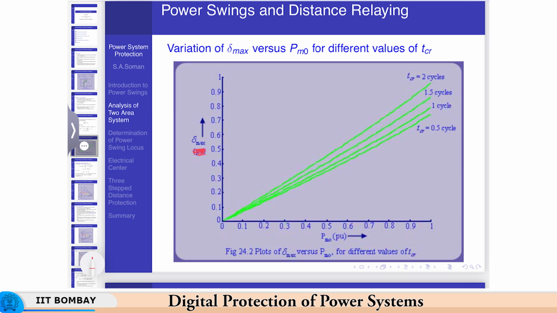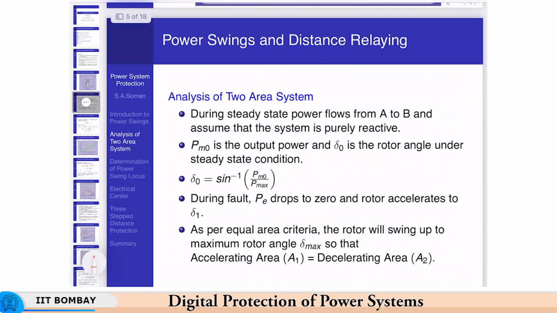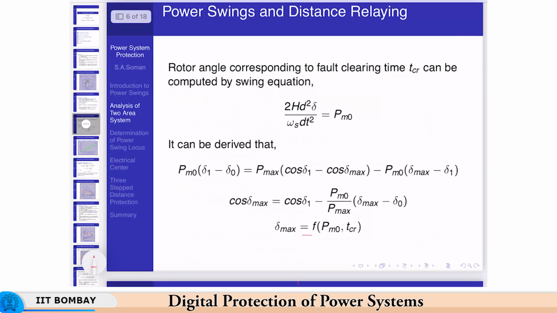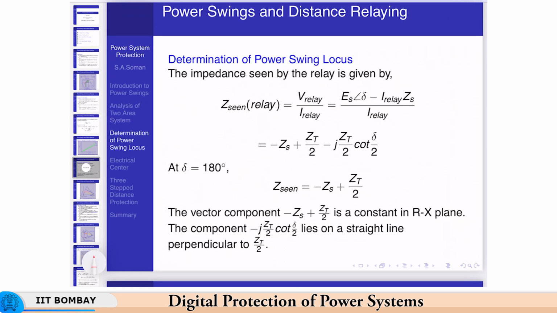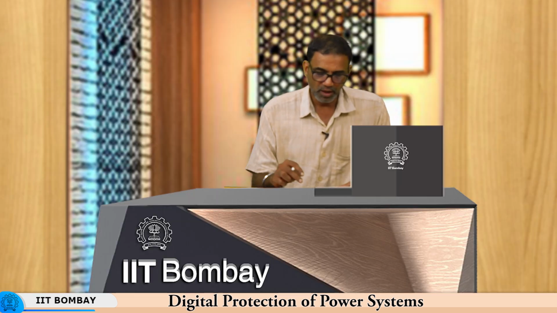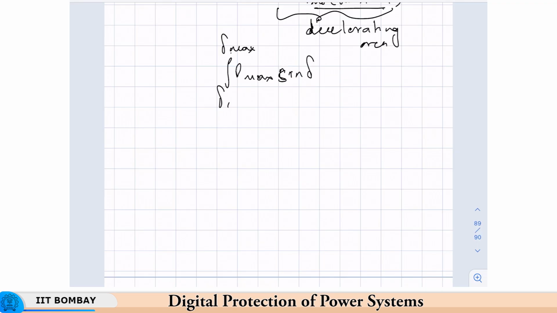Okay. So, now having this background, we will see what the distance relay sees. Now this equation we will derive and then maybe conclude this lecture for today and then continue next time. So, now our two area system we will start with and see the effect, or rather how the distance relay sees it.